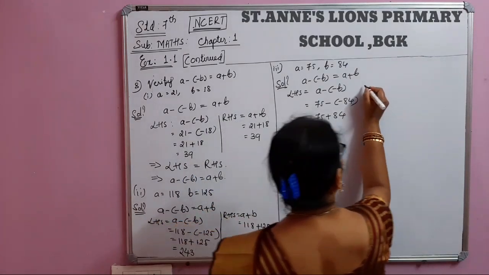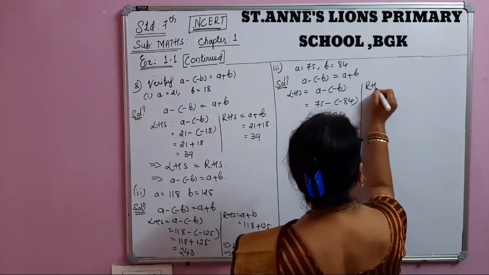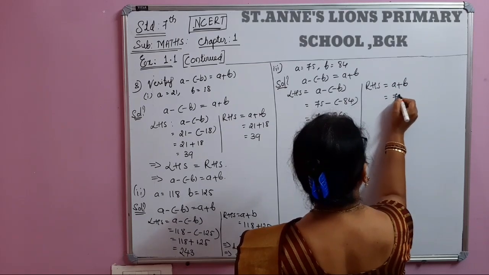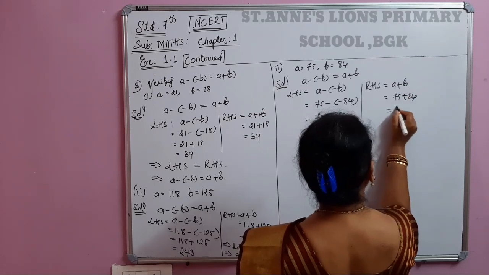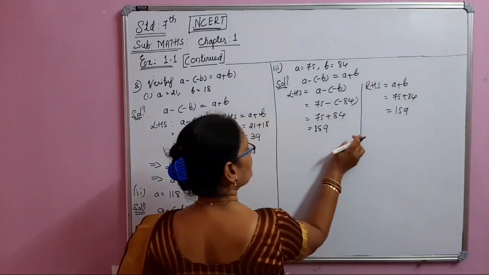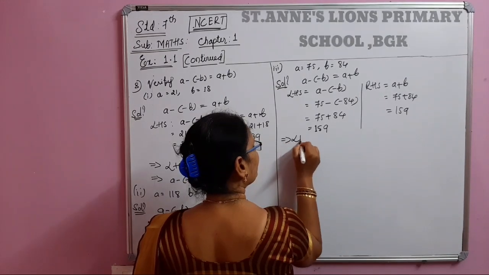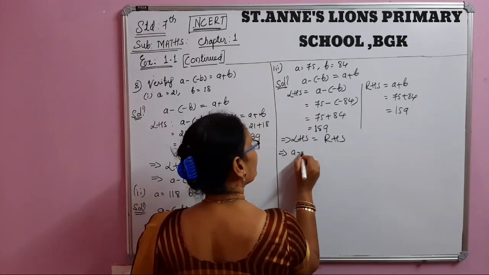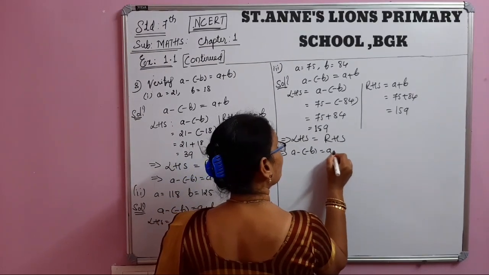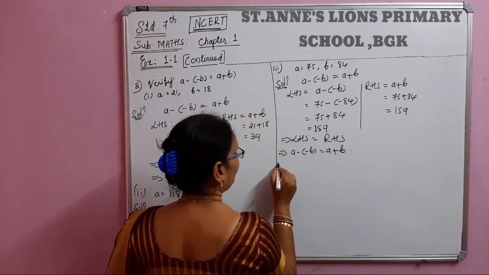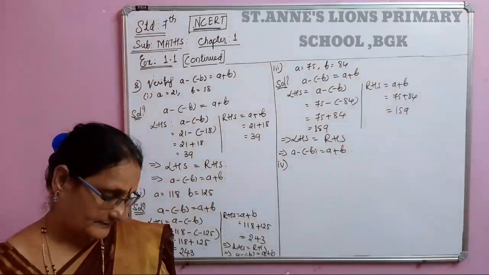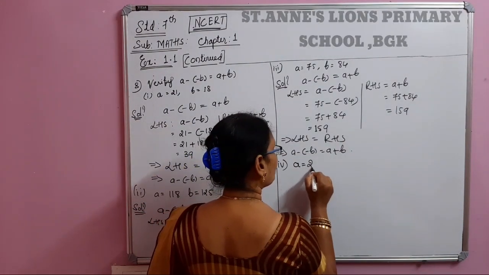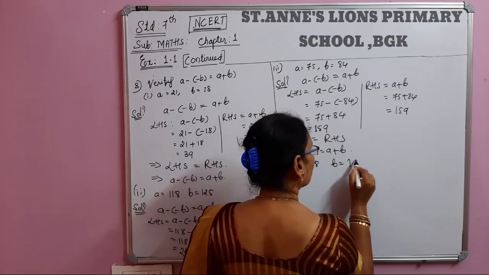Now we will do RHS here. RHS is equal to a plus b. What is a? 75 plus 84 is equal to 159. So this implies that LHS equal to RHS. So a minus of minus b is equal to a plus b. This is also verified. The next one is fourth, that is a equal to 28, b equal to 11.